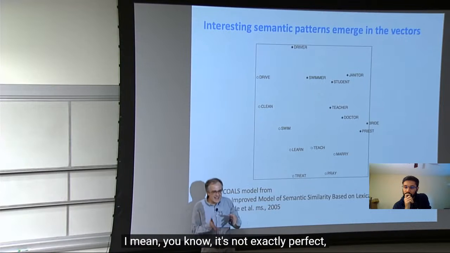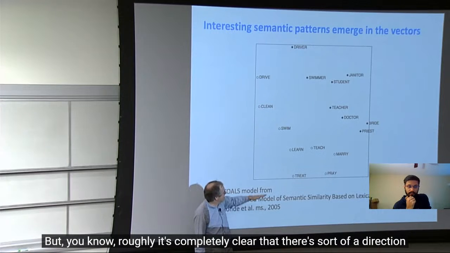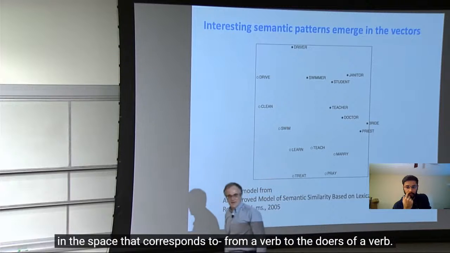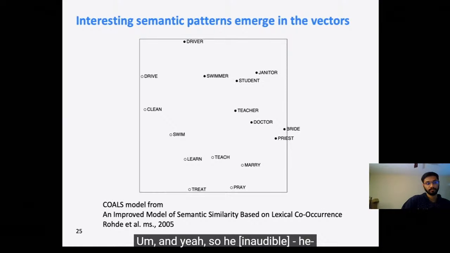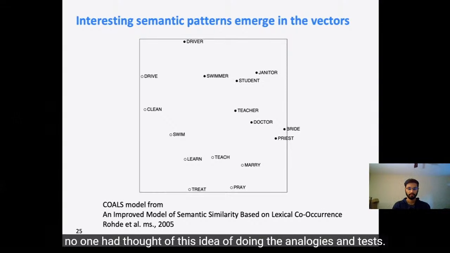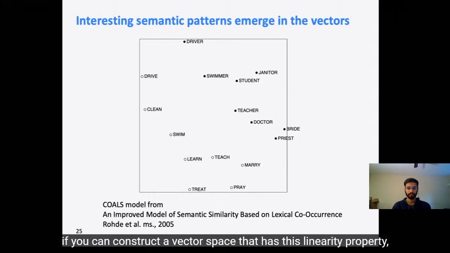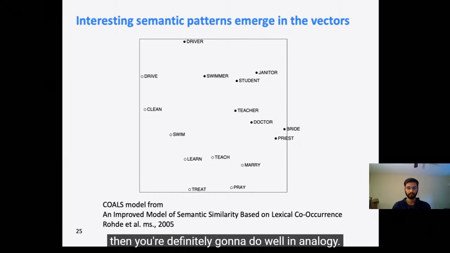I mean, it's not exactly perfect. There's a little bit of wiggle there, right? But roughly it's completely clear that there's a direction in the space that corresponds to going from a verb to the doer of a verb. And yeah, no one had thought of this idea of doing the analogies tests, but what in retrospect is obvious is that if you can construct a vector space that has this linearity property, then you're definitely going to do well in analogies.